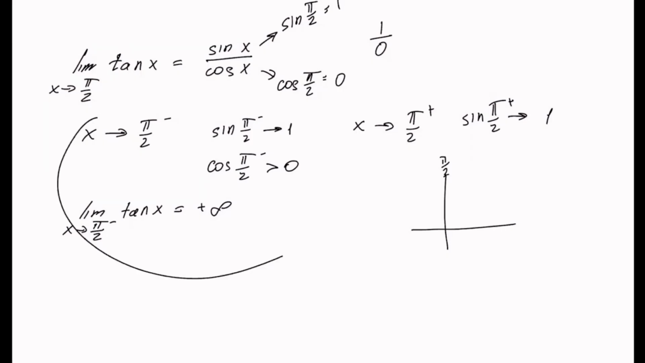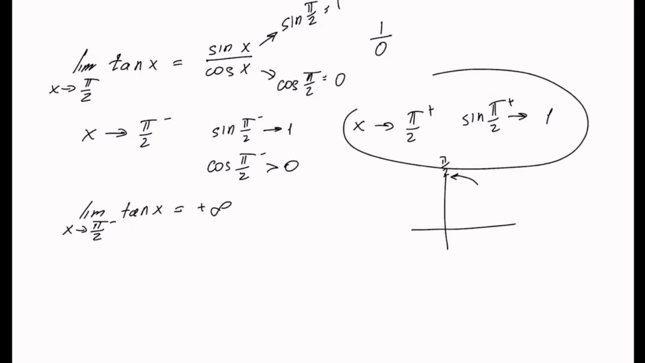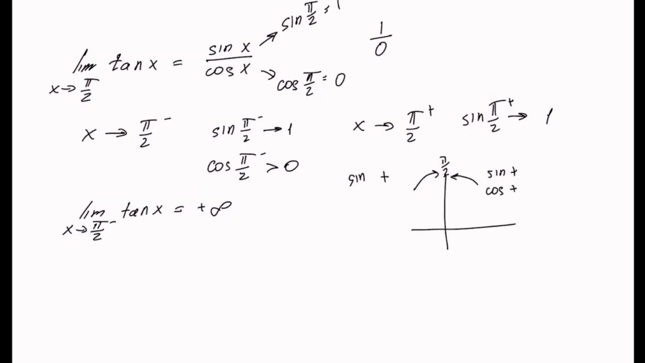Now for the right side, when x approaches pi over 2 from the right side, my sine of pi over 2 with positive sign is still going to approach 1 because it's the second quadrant, right? So that's going to be right here, pi over 2. For the first case, we were approaching pi over 2 from the first quadrant. For the second case, we're approaching from the second quadrant. And remember that sine is positive here, and also sine is positive here. Cosine is positive in the first quadrant, but it is negative in the second quadrant.